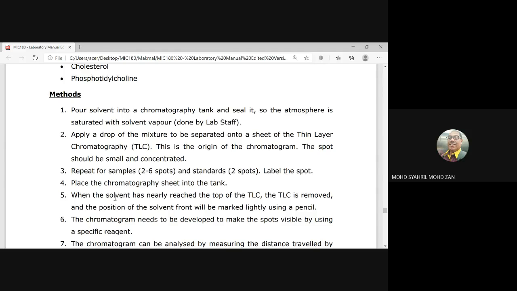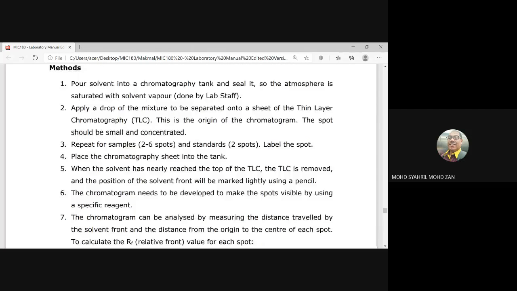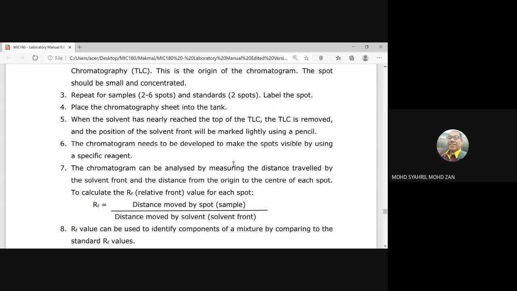When the solvent has nearly reached the top of the TLC plate, it is removed, and the position of the solvent front is marked, likely using a pencil. The chromatogram needs to be developed to make the spots visible by using a specific reagent. The chromatogram can be analyzed by measuring the distance traveled by the solvent front and the distance from the origin to the center of each spot. So we have to calculate the RF value, or retention factor, for each of the spots.